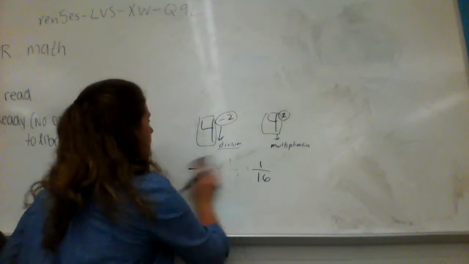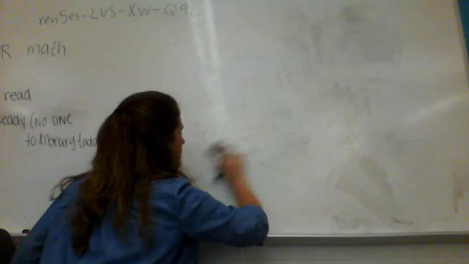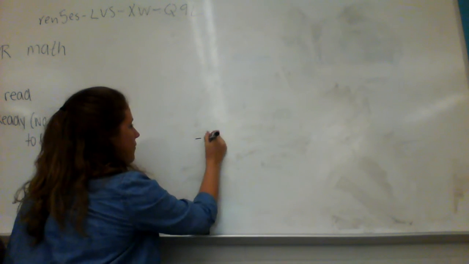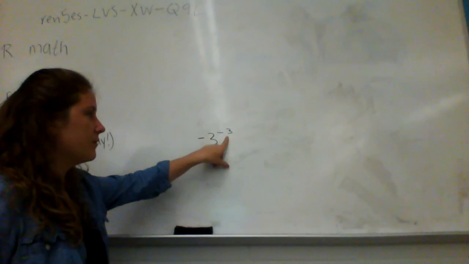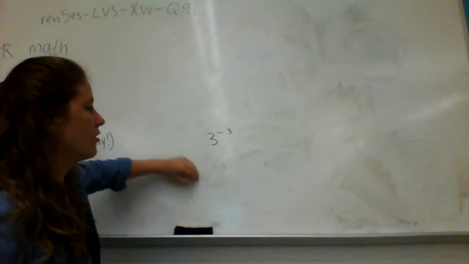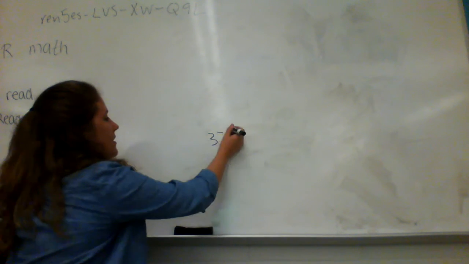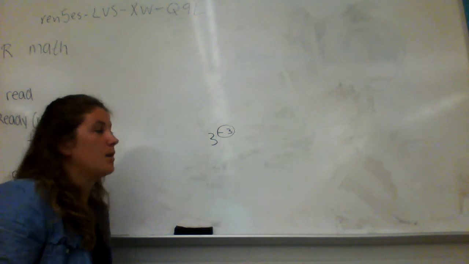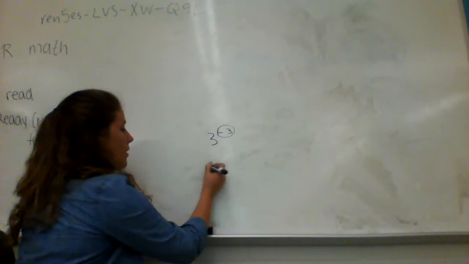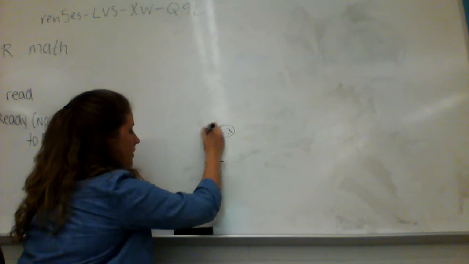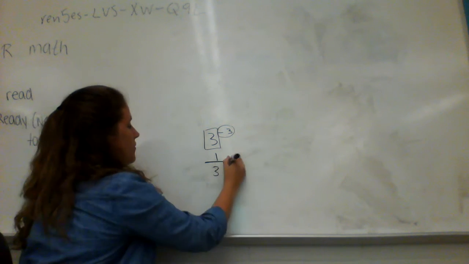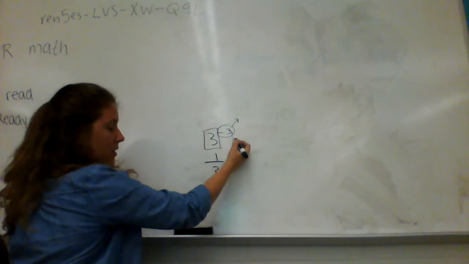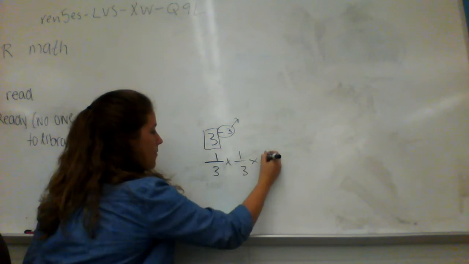Let's try our next example. We could also do negative 3 to the negative third power. The first thing I want to look at is my exponent. Let's just make this 3 to the negative third power. I want to look at my exponent. I see that it's negative, and a negative exponent means that I'm going to divide. So I'm going to divide by my base, and I can represent divided by 3 as 1/3. I'm going to do this the number of times that my exponent tells me, 3 times.